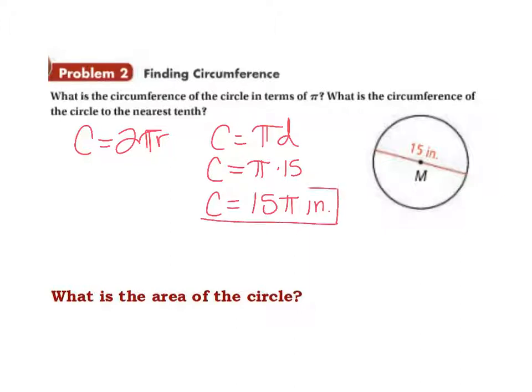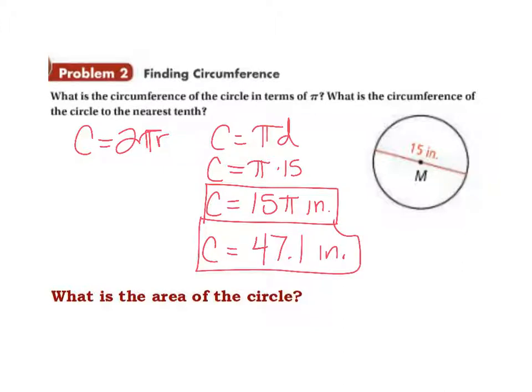That's the first answer. But then they want you to come back and approximate that to the tenths place. You should have a pi button on your calculator. You should be in the habit of using that instead of typing in 3.14. So I'm just going to hit 15 times pi and see what we get. 47.1. So if I wanted to approximate that, I'd say 47.1 inches.